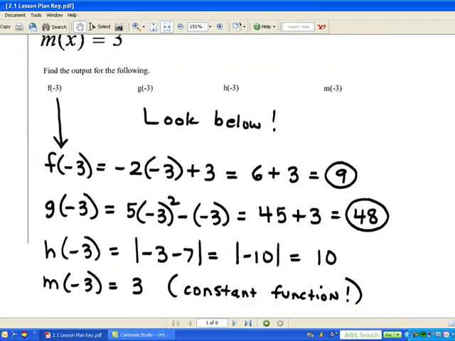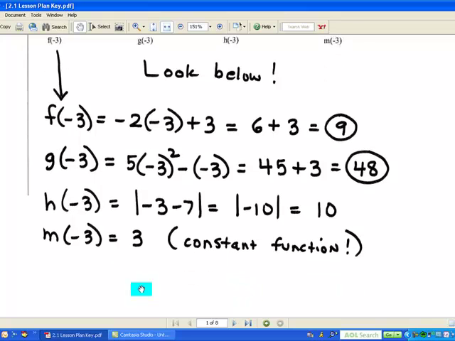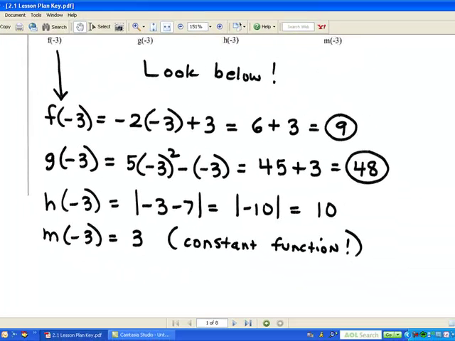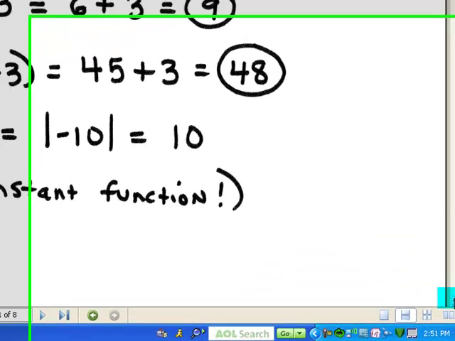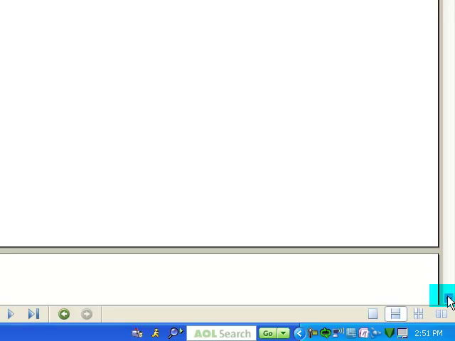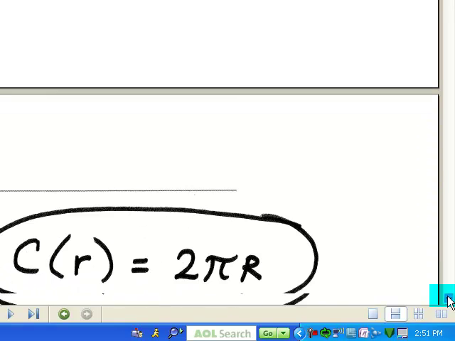Therefore, m of negative 3 is equal to 3. In fact, that negative 3 that we were putting in had no bearing on anything. Because this was a constant function, we knew the answer was going to be 3. So if I said, what's m of 100? It would be 3. What's m of negative 4,000? It would be 3. That's how you determine and work with a constant function. All right? Let's look at the next part of this.